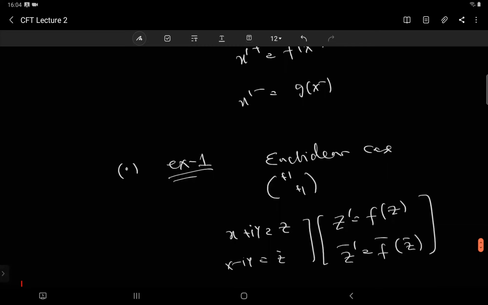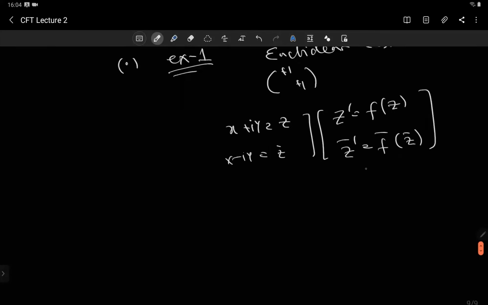In fact, the Killing vector equations in this case, the CKV equations, are just the Cauchy-Riemann equations.